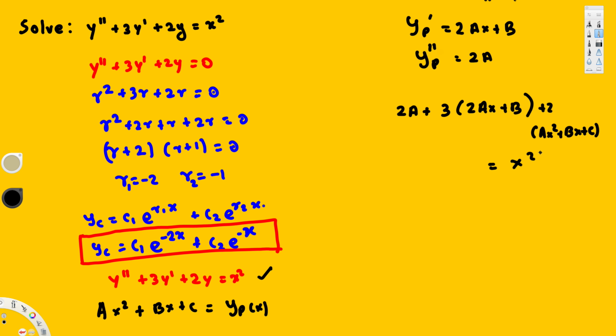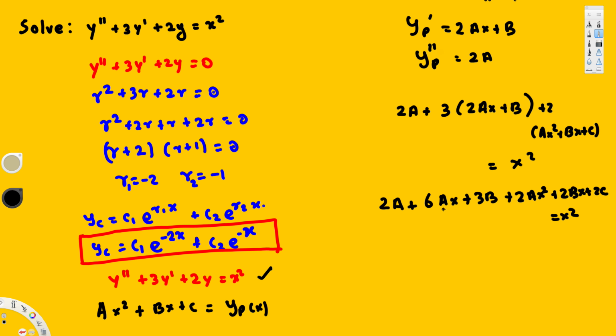So we equate this one to x square, and let's simplify this one. Here we are going to have 2a plus 6ax plus 3b plus 2ax square plus 2bx plus 2c is equal to x square.